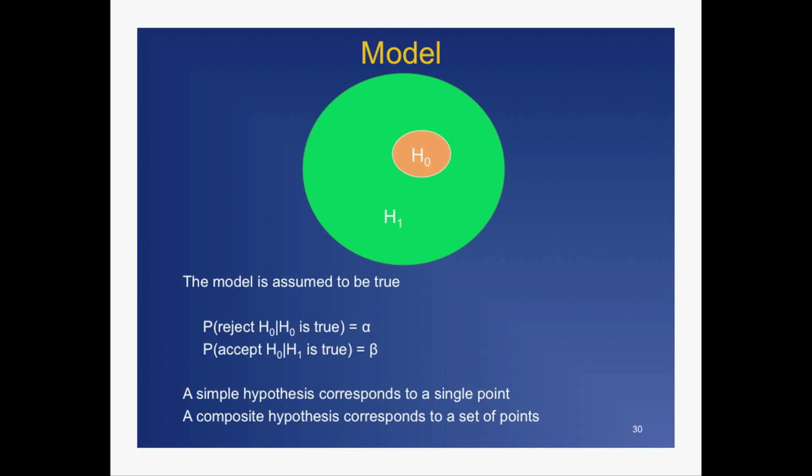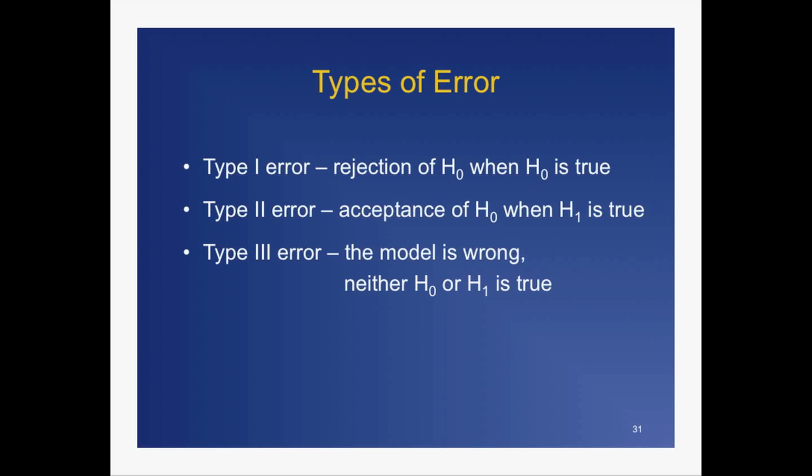Probability of rejecting the null hypothesis when it's true, we call that alpha, type 1 error. Accept the null hypothesis, reject is the alpha, and accept is beta. So types of error. Type 1 error, rejection of the null hypothesis when it's true. Type 2 error, acceptance of the null hypothesis when the alternate is true.